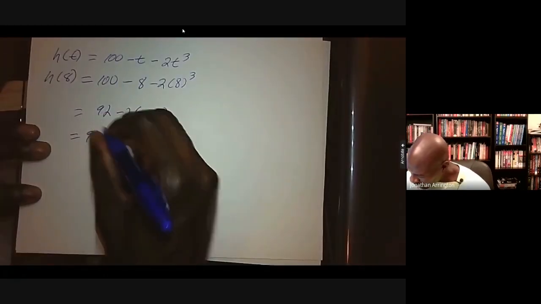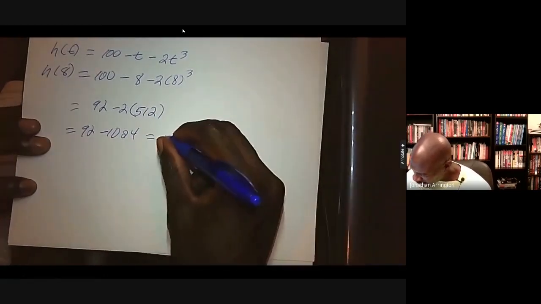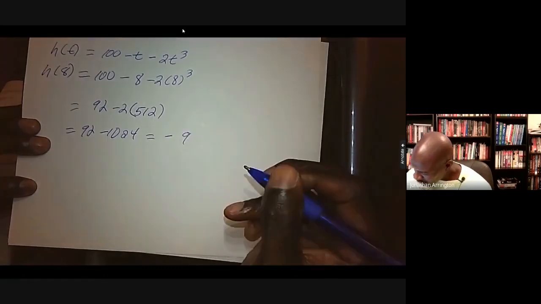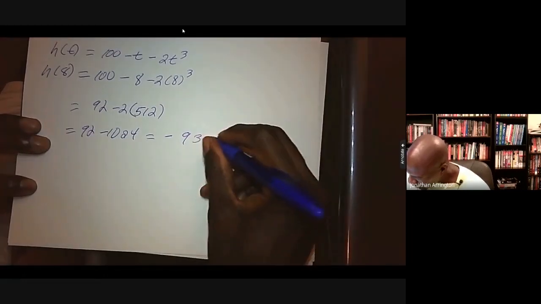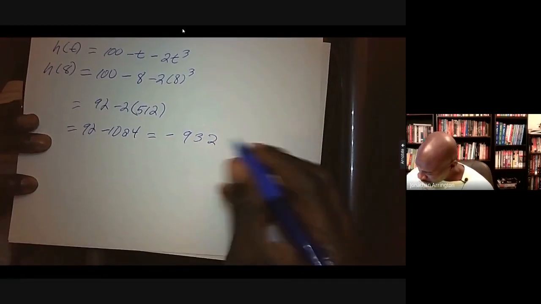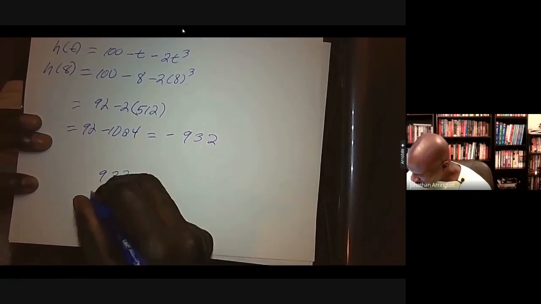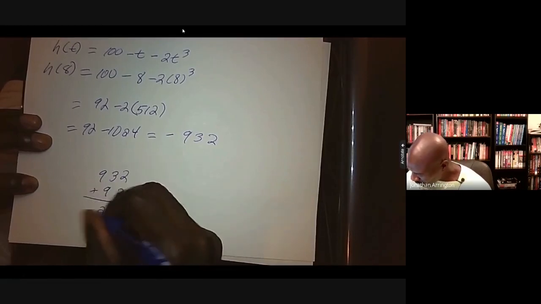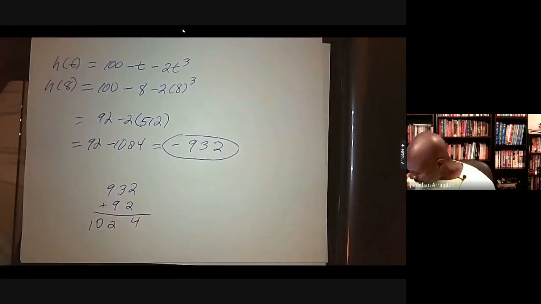So this is 92 minus 1024. And so that's going to be negative 932. Negative 932. Make sure that's accurate. Just a quick check. Add these, see if I get my 1024. That's 4, that's 2, that's 20. Yeah, so that's negative 932. Okay, so again, you'll see that's pretty simple.